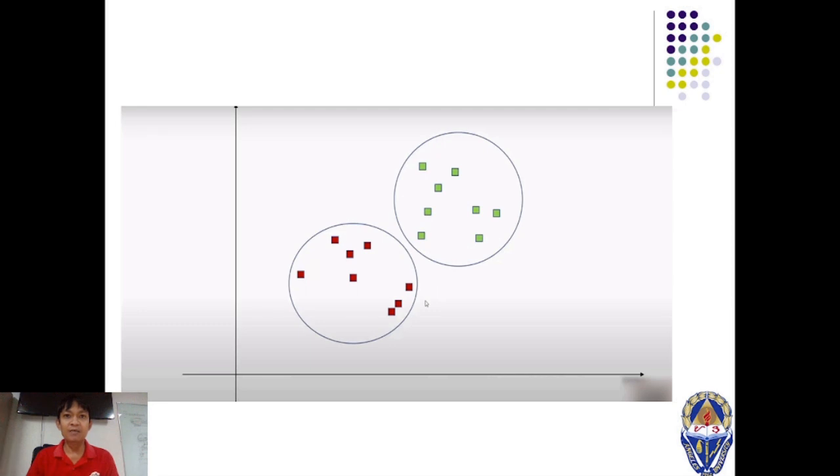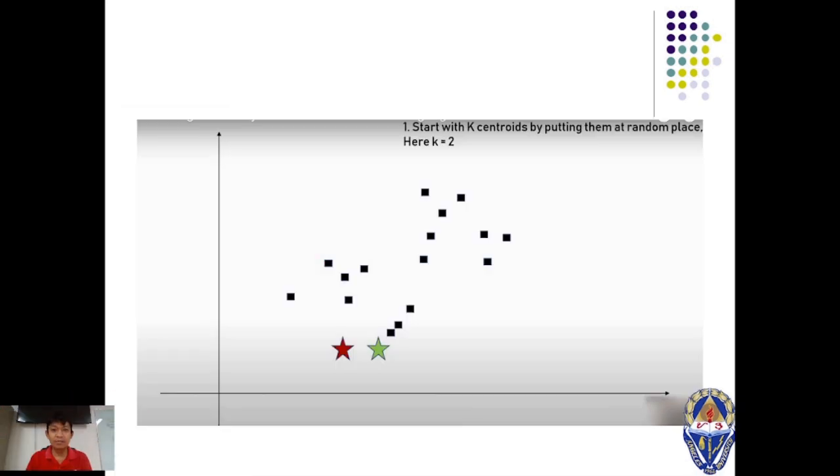K in k-means is a free parameter. Before you start the algorithm, you have to tell it the value of k that you are looking for. In our example, we set k equal to 2. The first step is to identify two random points which are considered the centers of the two clusters. We call them centroids.